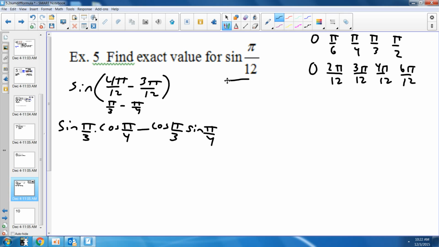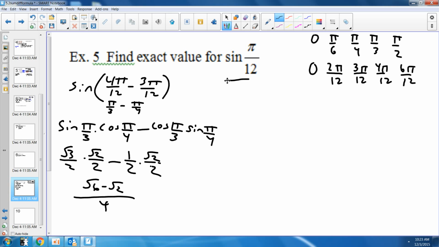So this becomes, let's see, sine of pi over 3 is radical 3 over 2, times radical 2 over 2, minus cosine of pi over 3, which is 1/2, times radical 2 over 2. This becomes radical 6 minus radical 2 all over 4. Nothing you can do to really simplify that.